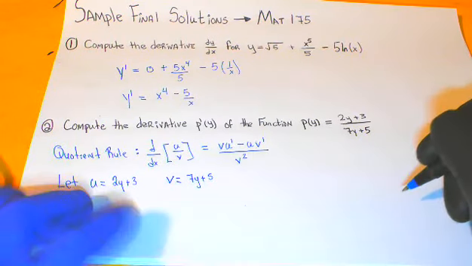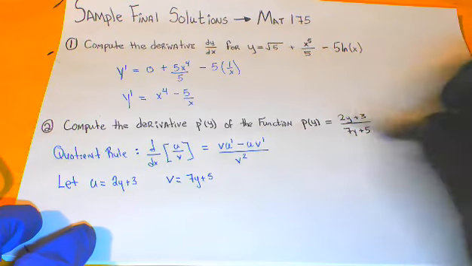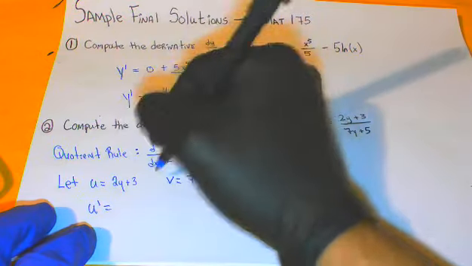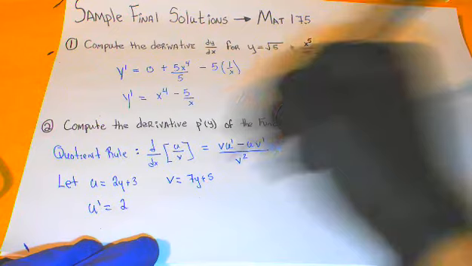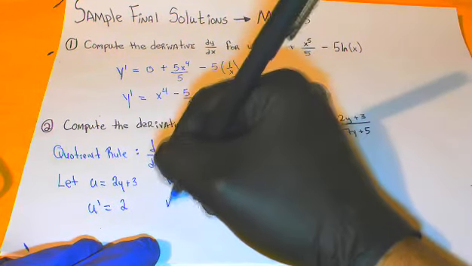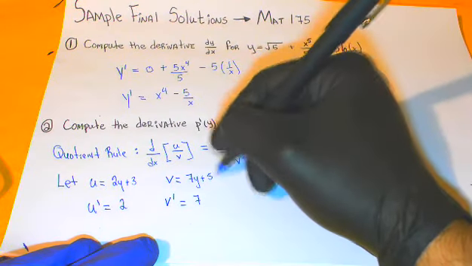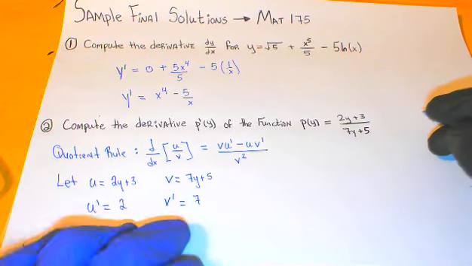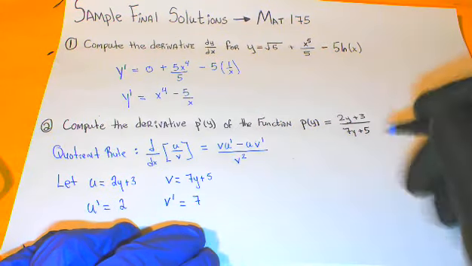So all you need to do is find the derivative of both, and then we can apply our formula. We're going to get that u prime is going to equal, well, take the derivative of 2y plus 3, that's going to be 2. Take the derivative of 7y plus 5, that's going to be 7, since the derivative of 5, your constant, is going to be 0. So now that we have our functions and their derivatives, just apply our quotient rule.